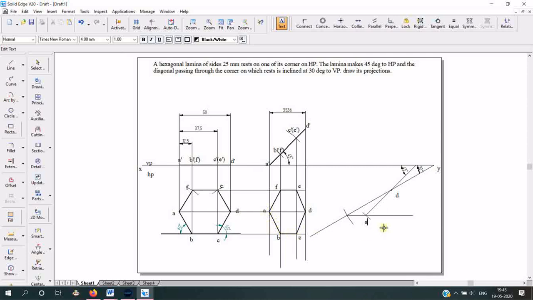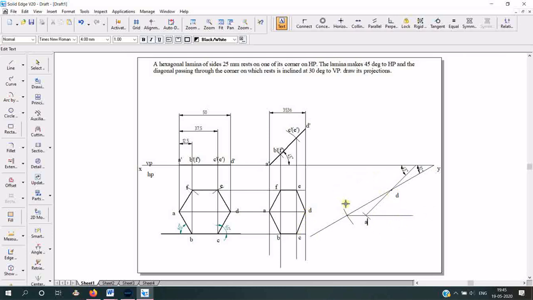Measure A to B and cut an arc. Similarly, measure D to B and cut an arc. We'll get the B point. That is over. Next, measure A to C and D to C, and cut arcs.